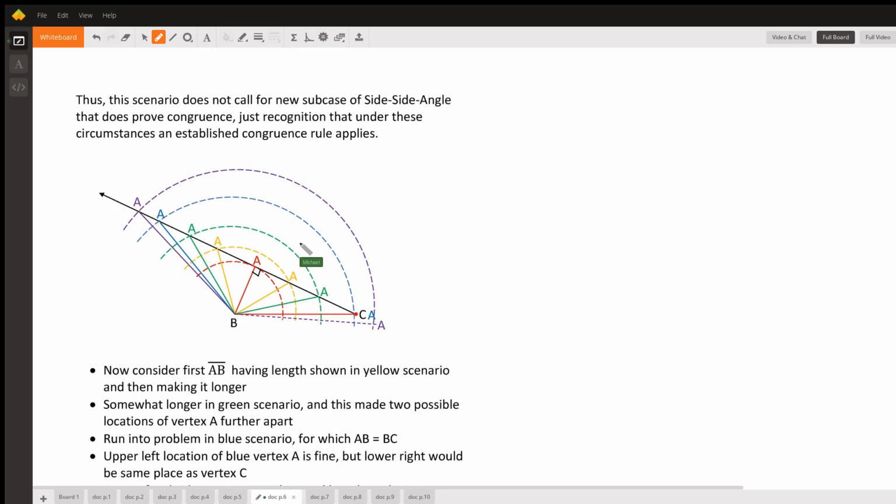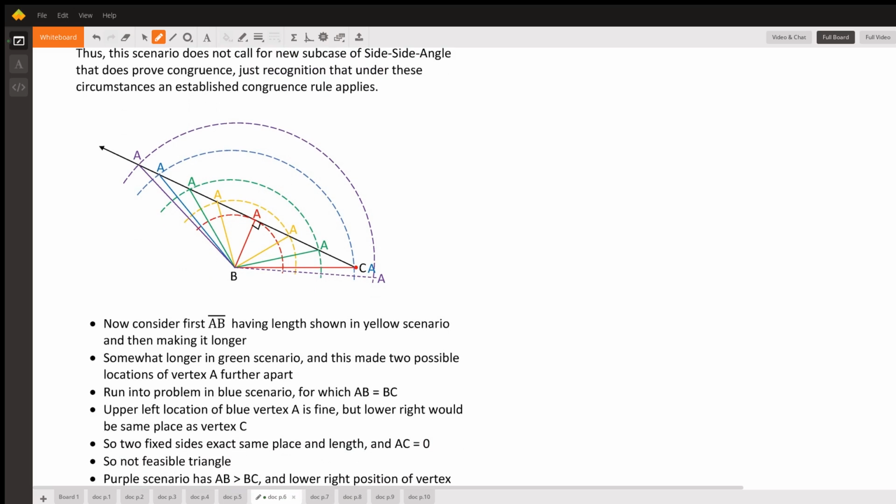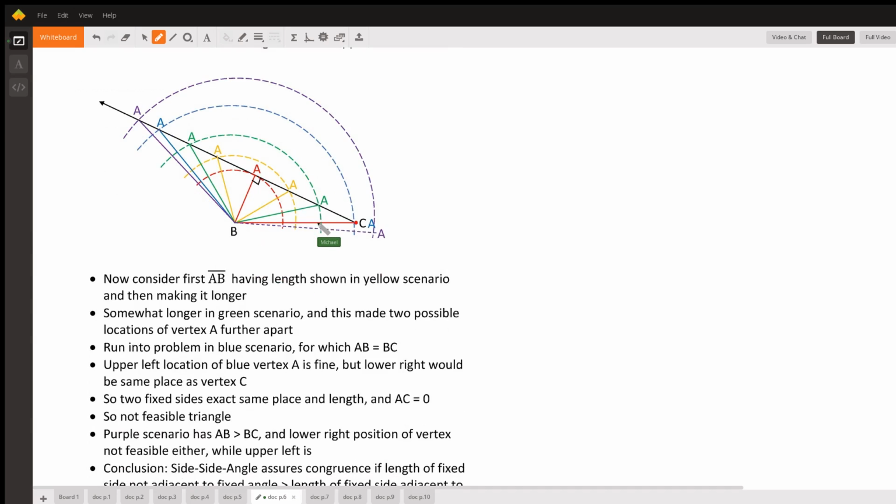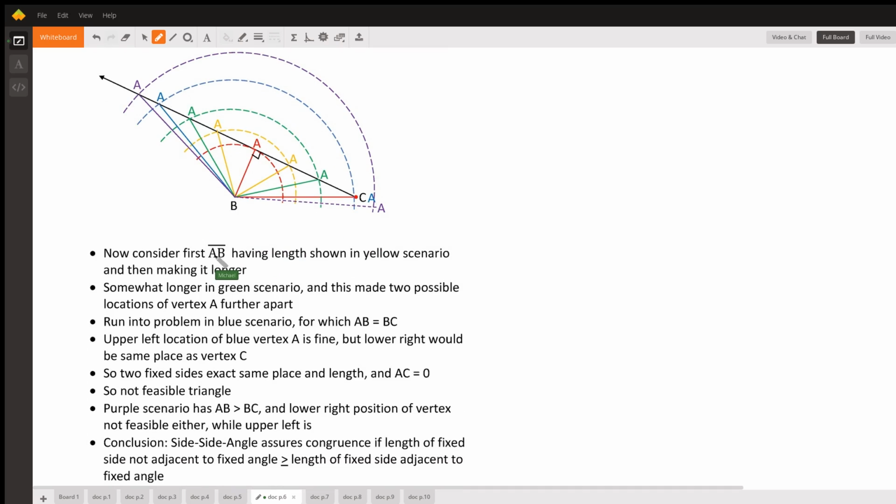Now let's do the opposite. Let's consider having this side have the length shown in the yellow scenario and make it longer and longer and see what happens. So we make it a little longer and we get to the green scenario where you've got this triangle or this triangle.